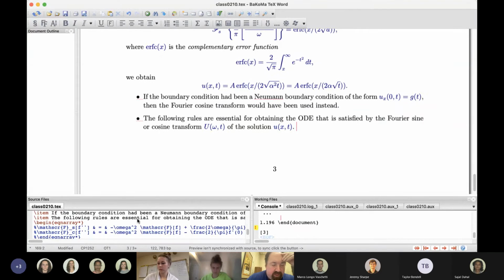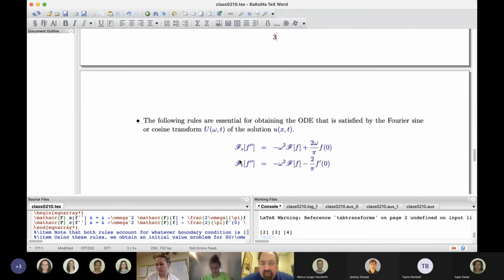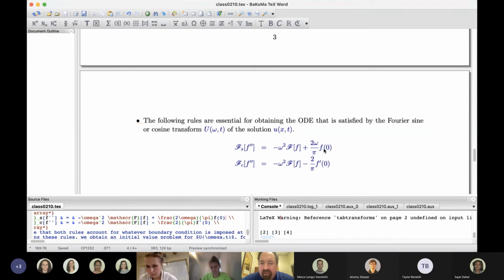Now, to get the ODE from your PDE, depending on which transform you use, these are the rules that we use. If you have a Dirichlet boundary condition and you use a sine transform, like we just did, this is the rule that you use for handling the second derivative with respect to x, so u_xx. It's minus omega squared times the transform of your original function plus 2 omega over pi times the value of that original function at 0.